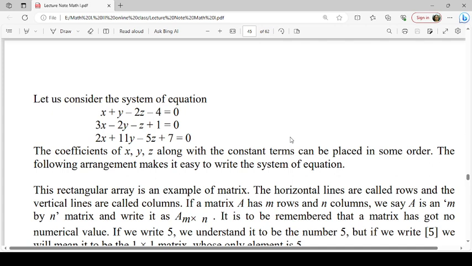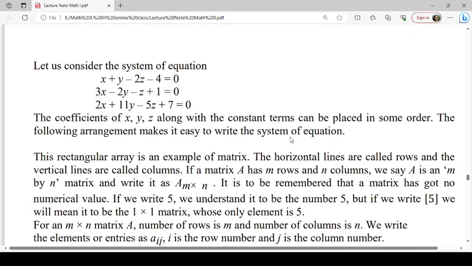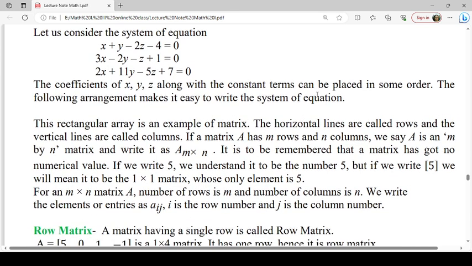The matrix and determinant. So first we define matrix. Let us consider this system of linear equations. The coefficients of x, y, z along with the constant terms can be placed in some order. The following arrangement makes the system easier to handle.